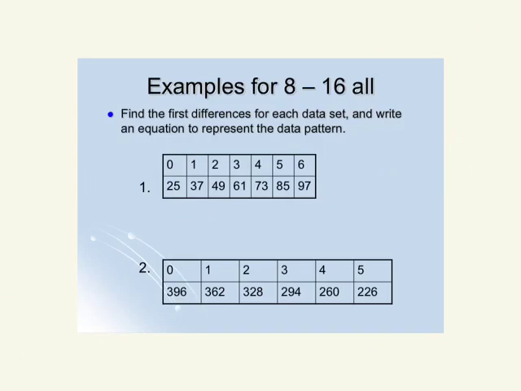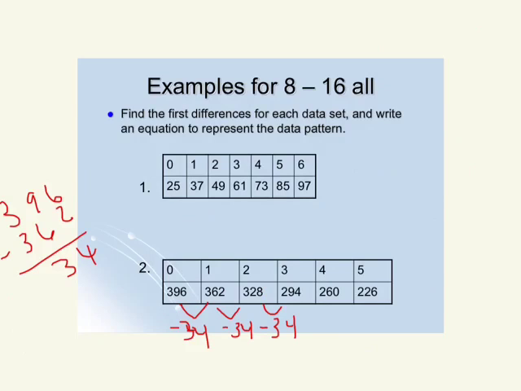Alright, I'm going to just do the second one here since we're going long on time, and we're subtracting in this case 396 minus 362 is 34, and then we come here and that's another 34. This is another 34. Here's another 34. And so the variable rate, again, as these are increasing by 1 each time, is a negative 34. So I'm going to have y equals a negative 34 times x.